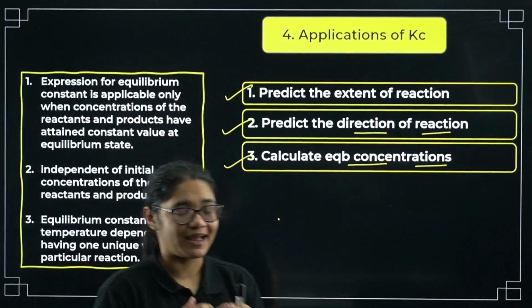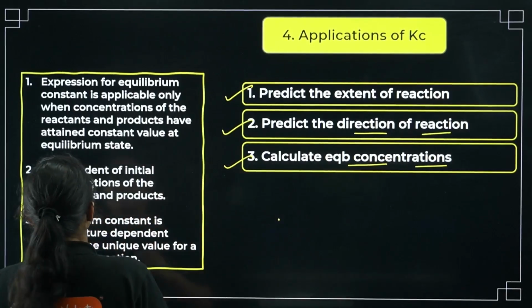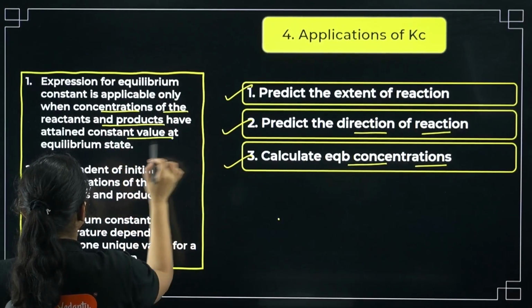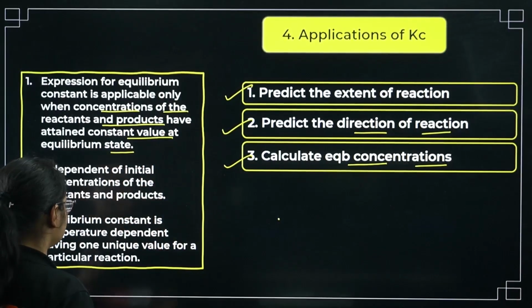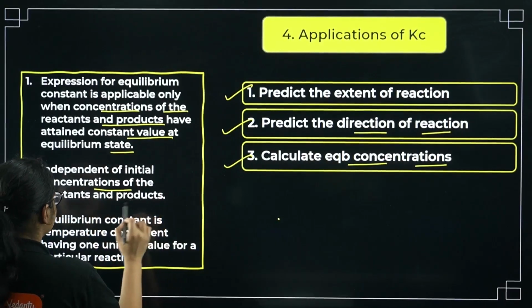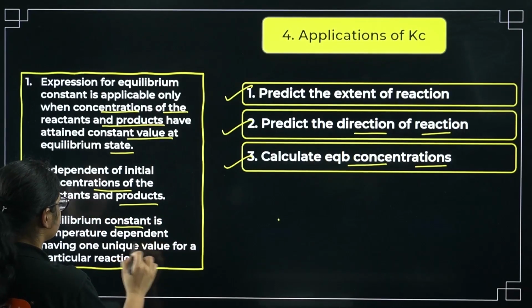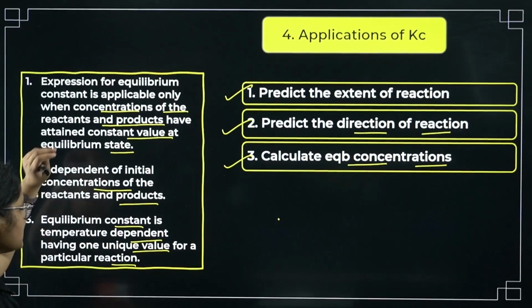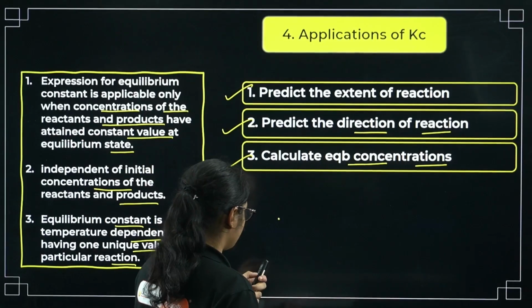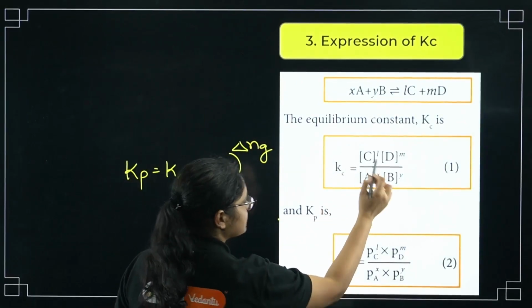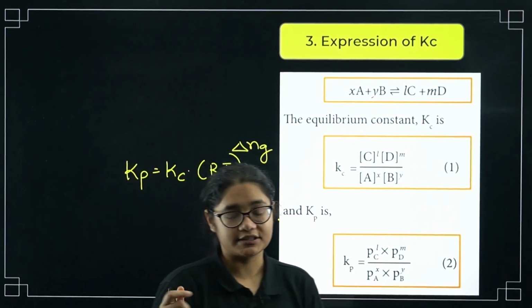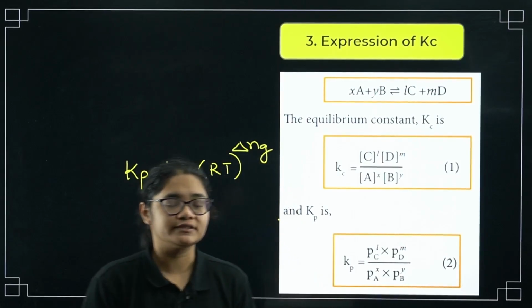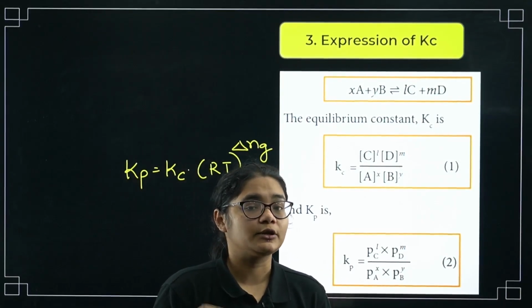The expression for the equilibrium constant is applicable only when the concentrations of the reactants and products have attained a constant value at the equilibrium state. Independent of the initial concentrations of the reactants and products, the equilibrium constant is temperature dependent and has only one unique value for a particular reaction. So whenever I write this equilibrium constant formula, these concentrations are the ones when the reaction has already attained equilibrium, and at that time the concentrations of C, D, A, B give your equilibrium constant.